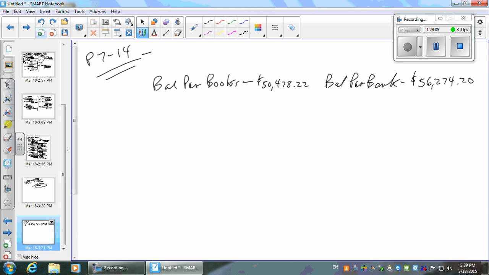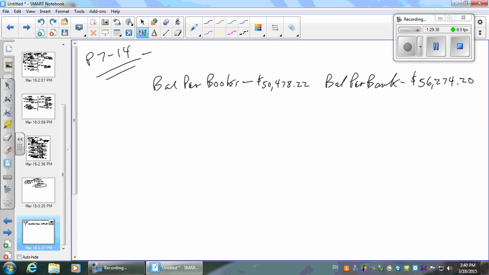Okay, then it says the following checks were outstanding at November 30th, and we would have to see whether there were other ones. None from the prior months, I guess. Well, this is easier than I thought. When it's a problem, there's got to be some twist. Okay, so we'd add up check 1224, check 1230, check 1232, and check 1233, right?